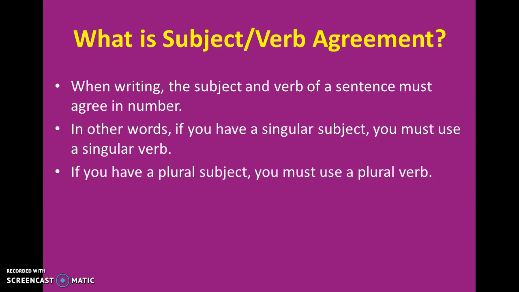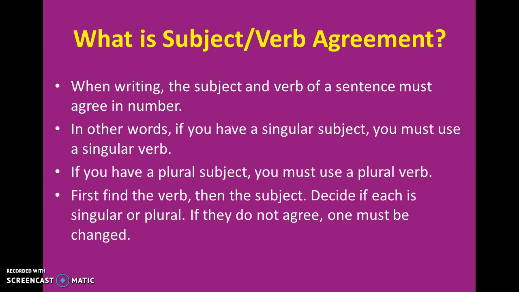It's very important that your subject and verb agree, because otherwise your writing just doesn't make very much sense. It can leave a reader confused, and it really is not putting your best foot forward in terms of writing. Just as we did when we were working on finding subjects and verbs, when you're looking for agreement, find the verb first and then the subject. Look at each one, decide if they are singular or plural. If they do not agree, if one is singular and one is plural, then one must be changed to make your sentence correct.